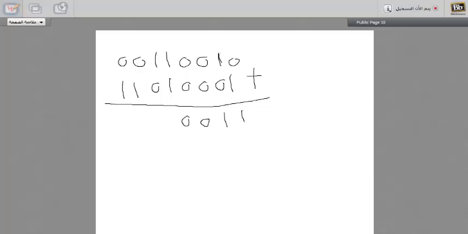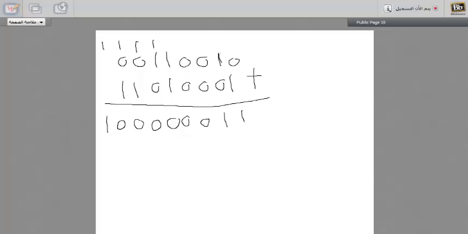1 plus 1 is 0, and we carry 1. 1 plus 1 in binary is not 2, we're talking about binary, okay? 1 plus 1 is 0, and the carry is 1, and 1 plus 1 is again 0, and the carry 1. 1 plus 1 again is 0, and the carry 1. 1 plus 1, 0, and obviously the carry 1 is going to come down here.